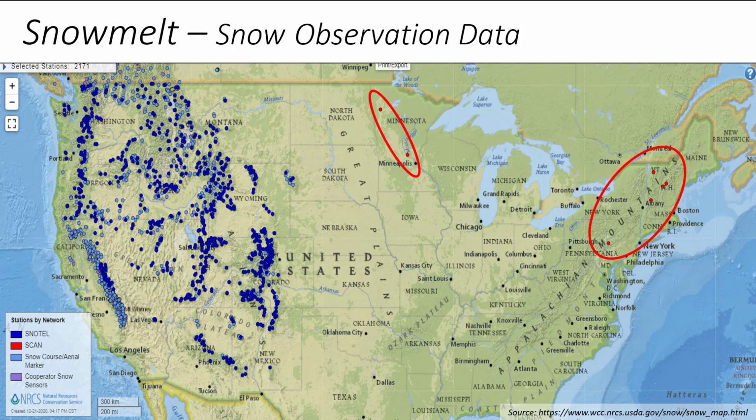Luckily, there are several snow observation sites available throughout the western United States, shown here on the map in blue. These western sources include both snow telemetry or SNOTEL sites, which are automated data collection sites, as well as snow course sites where data is manually collected. Unfortunately, observed snow data is more difficult to come by in the Midwest and Eastern United States, with just a handful of SCAN or Soil Climate Analysis Network sites, shown here in red, available in these areas.